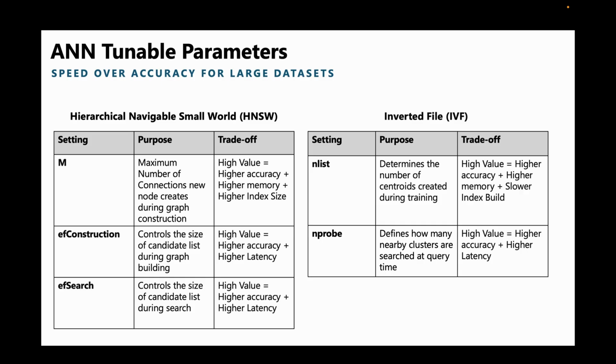For IVF, the main parameters are nlist and nprobe. Nlist sets how many clusters the dataset is partitioned into, and nprobe controls how many of these clusters are searched for each query. A higher value for these parameters leads to higher accuracy but at the cost of higher latency.